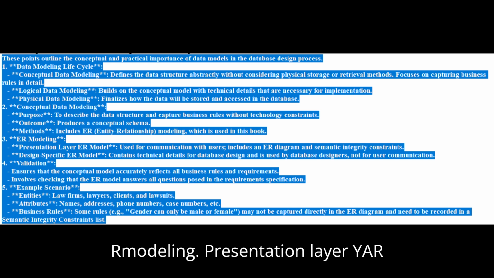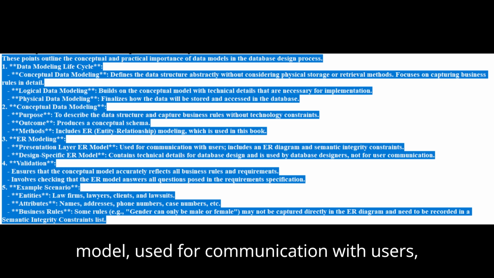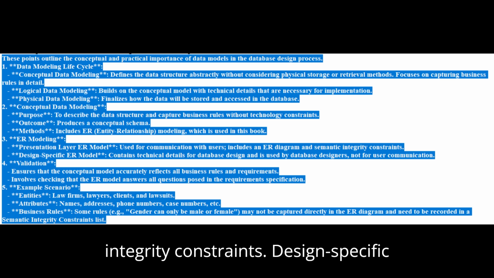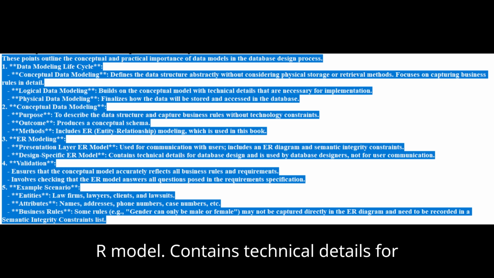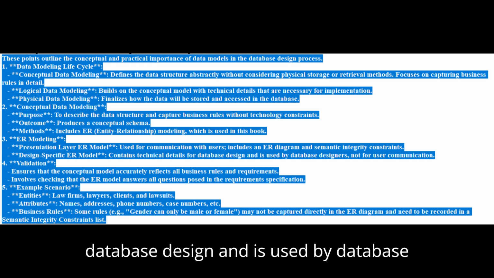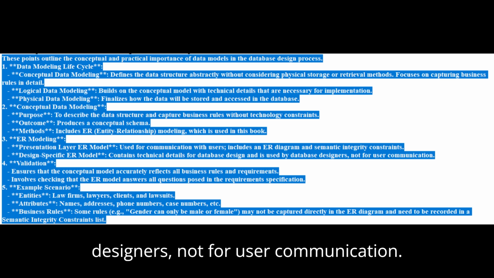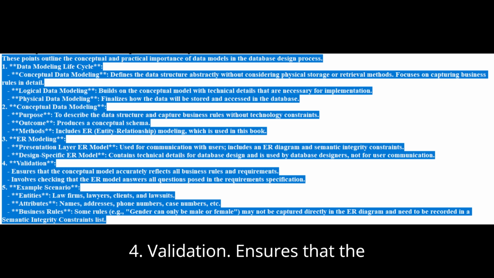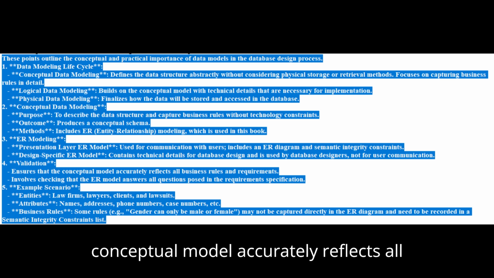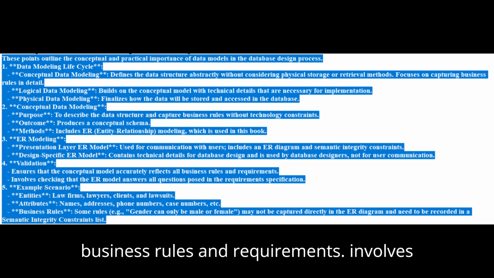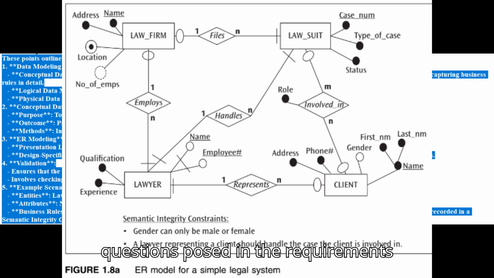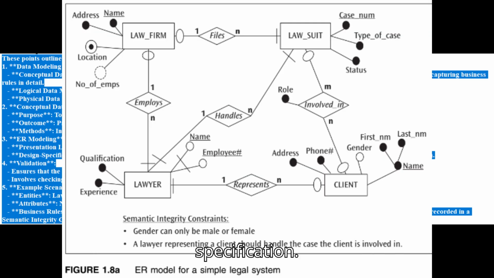3. Modeling. Presentation layer model, used for communication with users, includes an ER diagram and semantic integrity constraints. Design-specific model contains technical details for database design and is used by database designers, not for user communication. 4. Validation. Ensures that the conceptual model accurately reflects all business rules and requirements. Involves checking that the model answers all questions posed in the requirements specification.